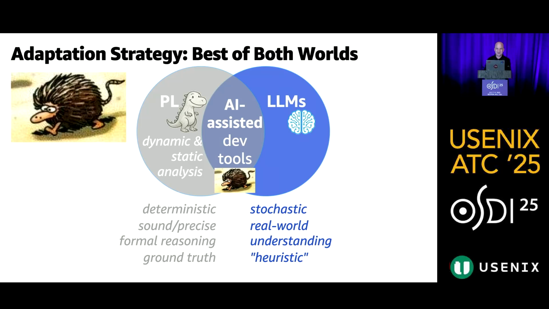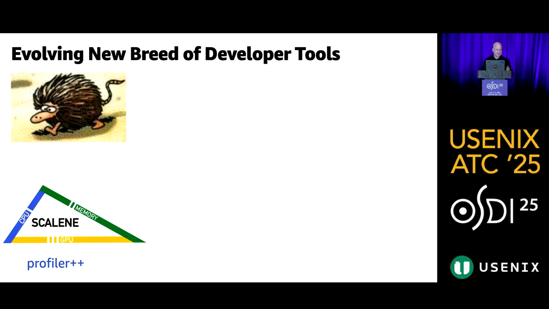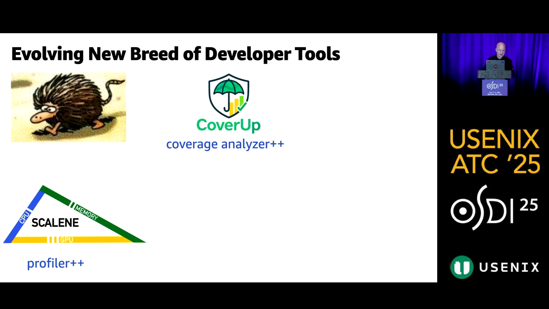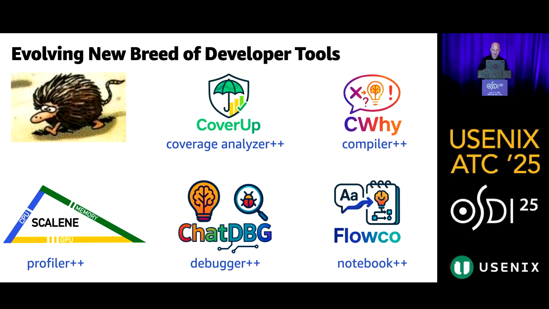So I'm arguing that we should have the best of both worlds, try to mitigate the problems of each while enhancing something and getting a mixture that's better than the sum of its parts. All right, so during this talk, I'm going to be presenting a kind of whirlwind view of a number of the tools that we've developed in our lab that are all examples of this sort of strategy of taking existing developer tools and enhancing them by integrating AI into them. So there's a profiler ++, coverage analyzer ++, debugger ++, compiler ++, and notebook ++. So that's the broad overview.